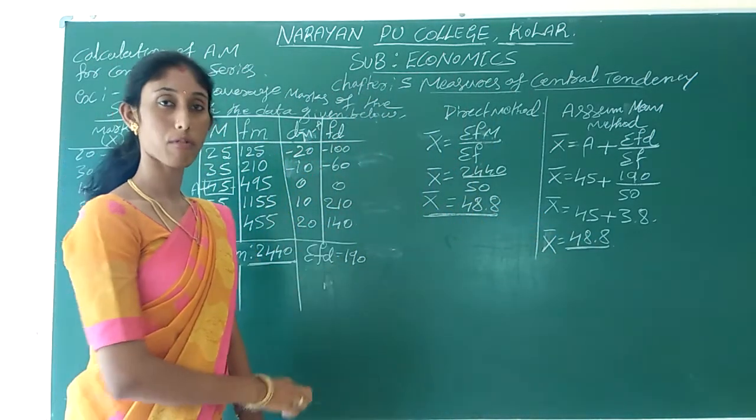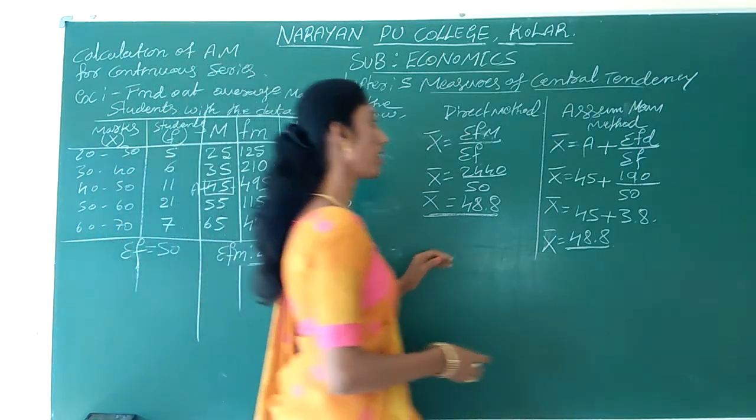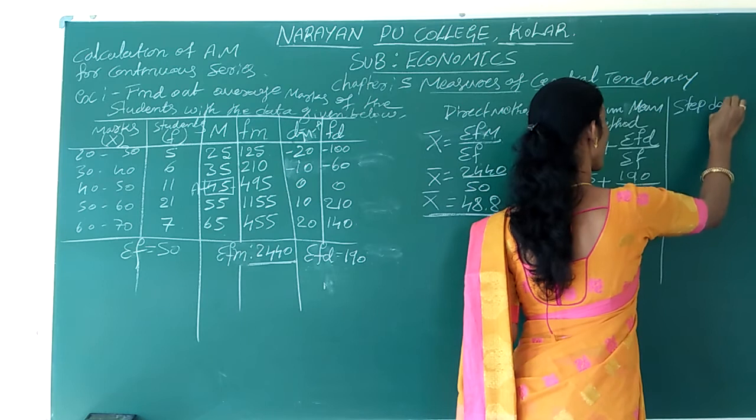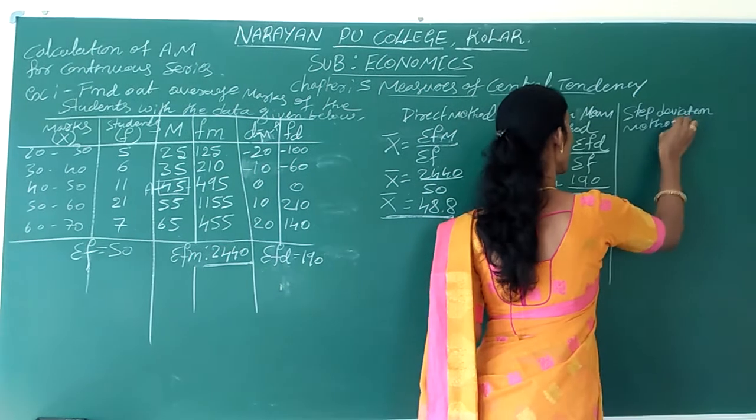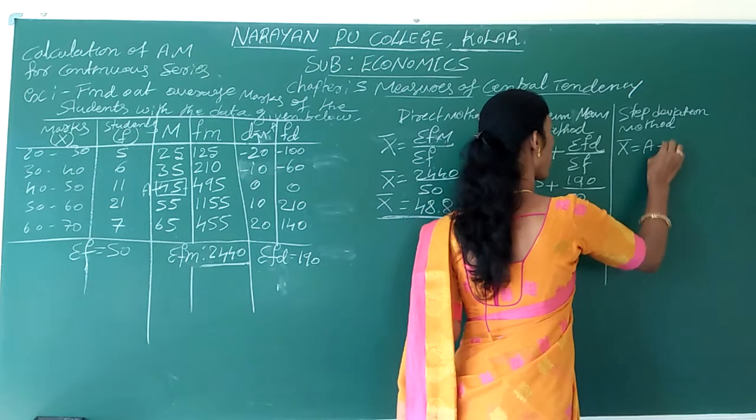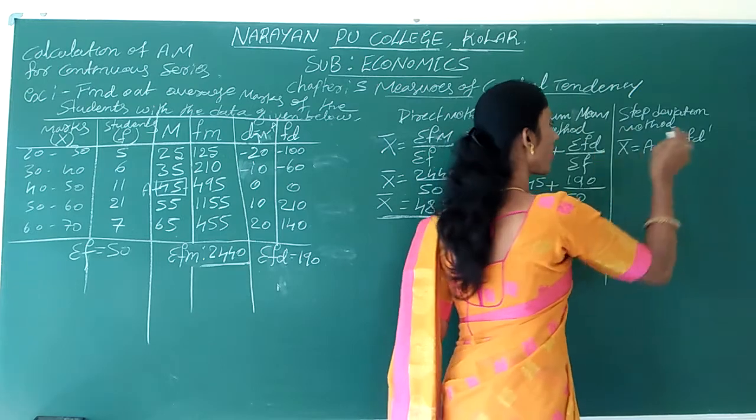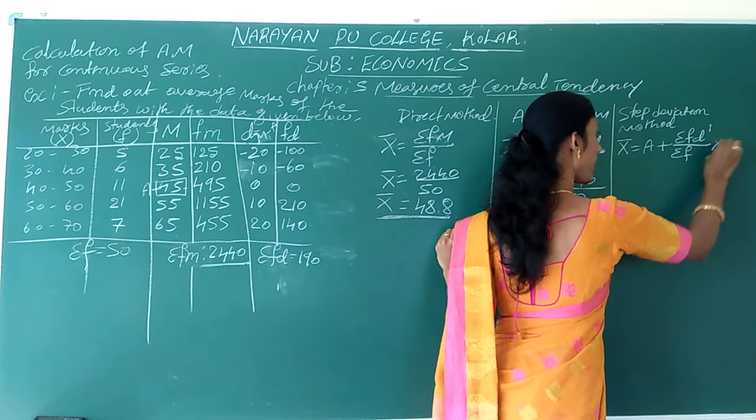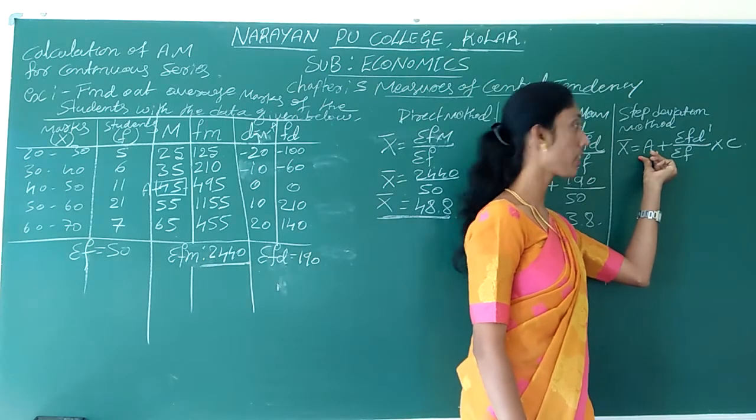Now let's do one more type of method to calculate the arithmetic mean, which is the step deviation method. Under this method, the formula is x bar is equal to a plus sigma f d dot divided by sigma f, into c. Okay? Your a means, as usual, the assumed mean.